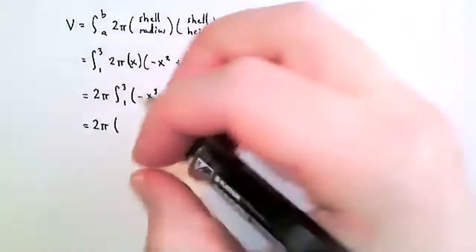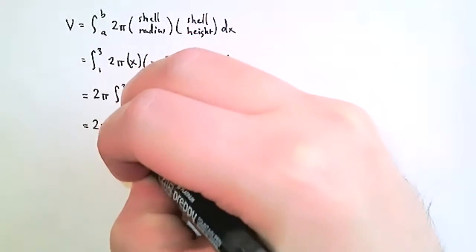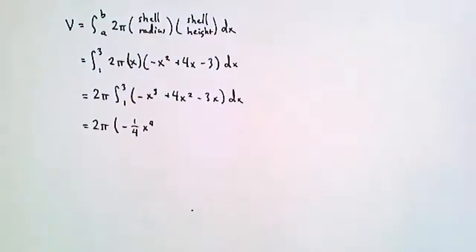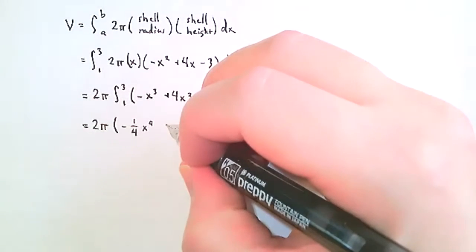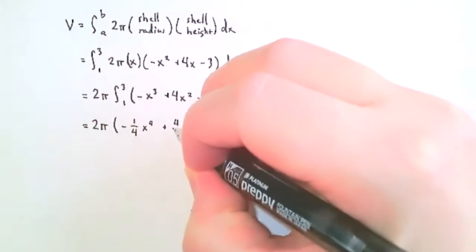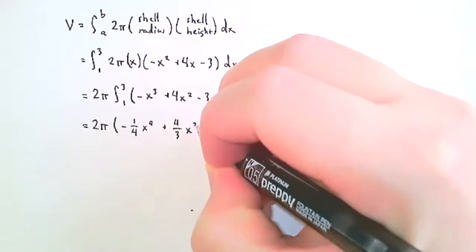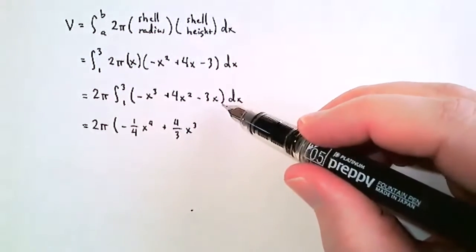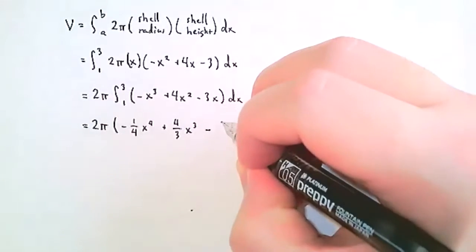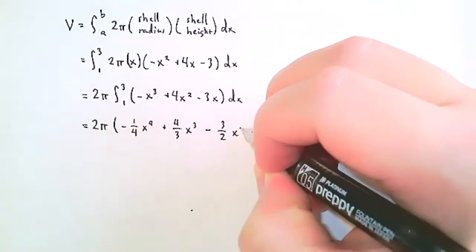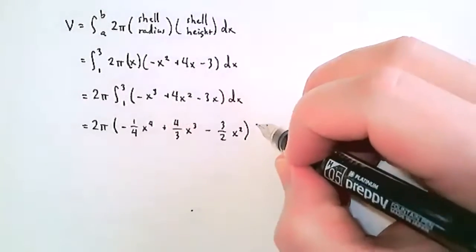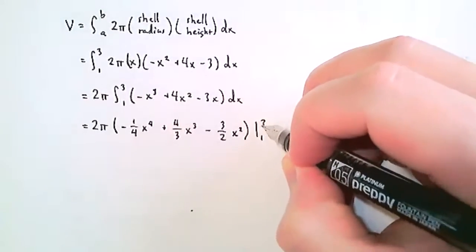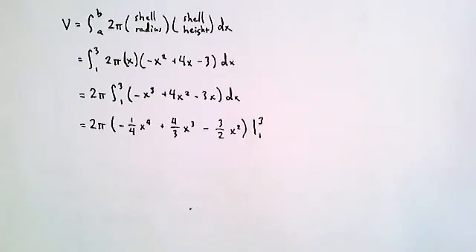Negative 1/4 x to the fourth. Good. What's next? Plus 4/3 x cubed. Okay, minus 3/2 x squared. Okay, good. And then we need our limits of integration, 1 to 3. And then we'll just plug in and find the difference.